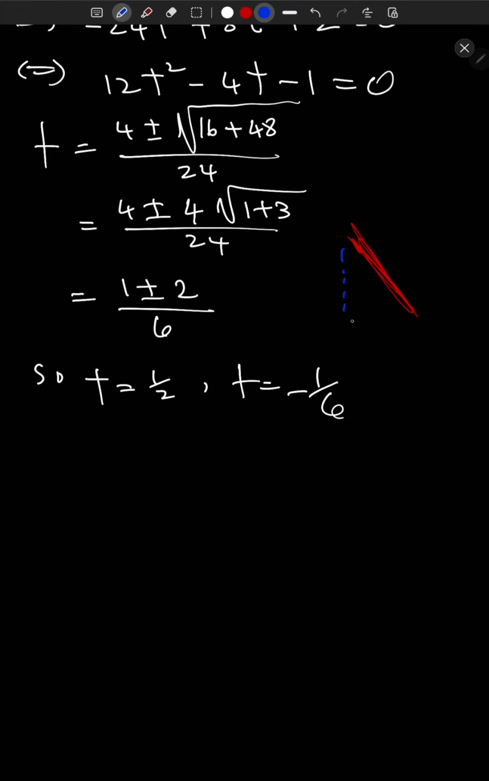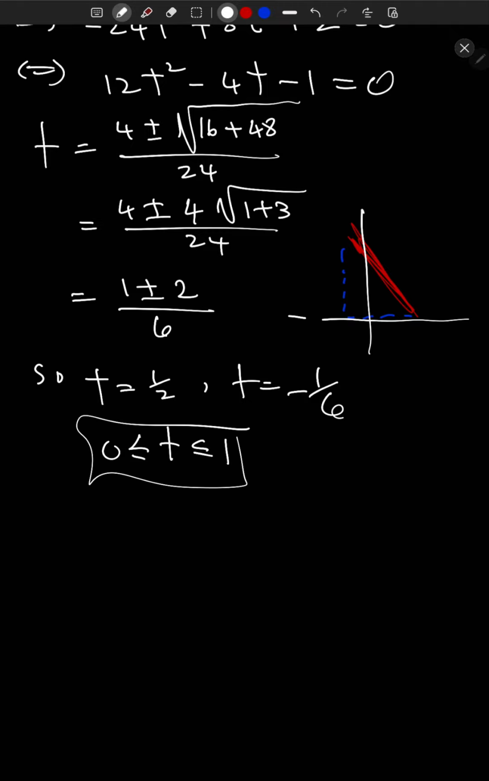So we had 2 other segments. Let's see, we were interested in t between 0 and 1, because outside of t between 0 and 1 would be this portion of the line and that portion of the line, which is definitely outside our region. So immediately we see that t equals minus 1/6 is not going to be good, and so we only keep t equals 1/2 as our candidate.